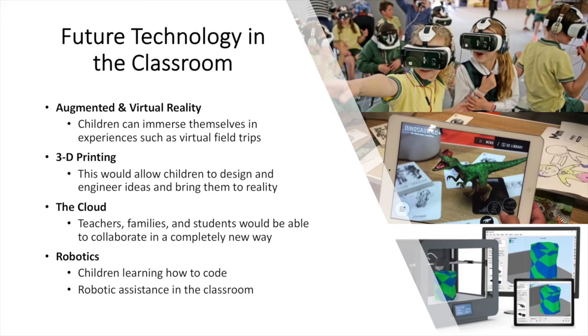And then robotics. Robotics is an interesting idea for the future. We could see children learning how to code with the robots. Coding is a really huge thing now. It's a skill that many people need to have because lots of jobs are focused around coding. Lots of jobs are focused around technology. So using robots as a way to teach children how to code would be interesting.